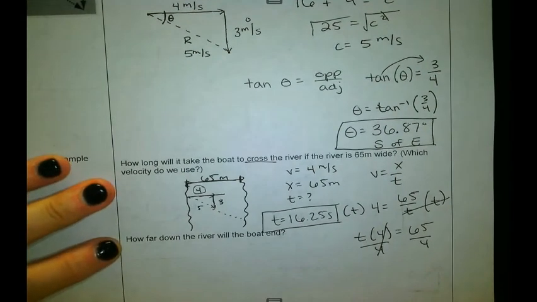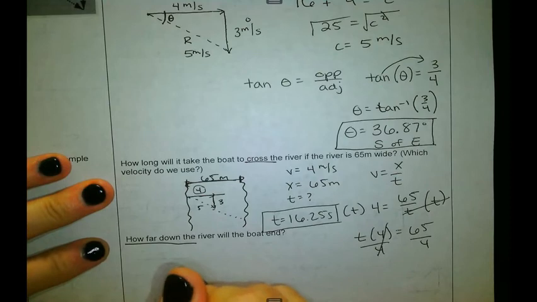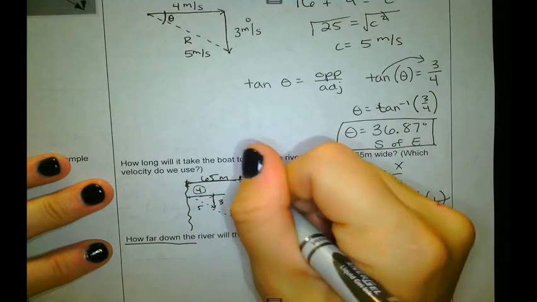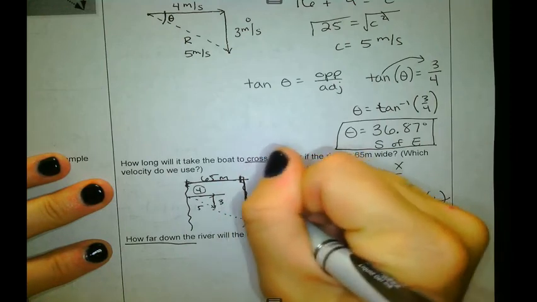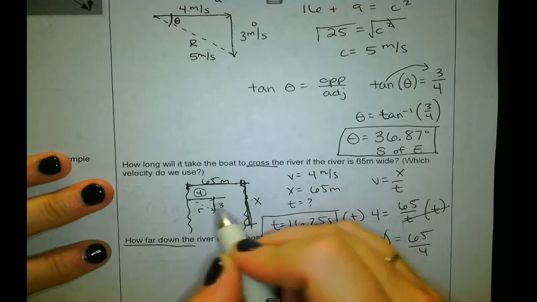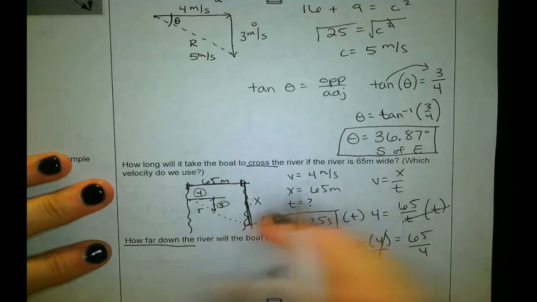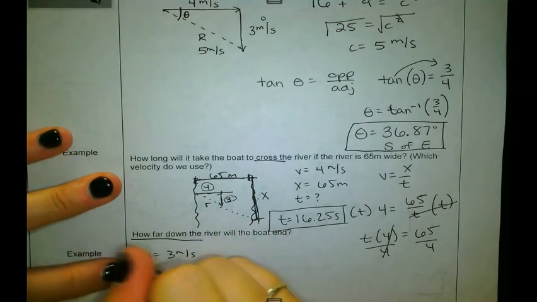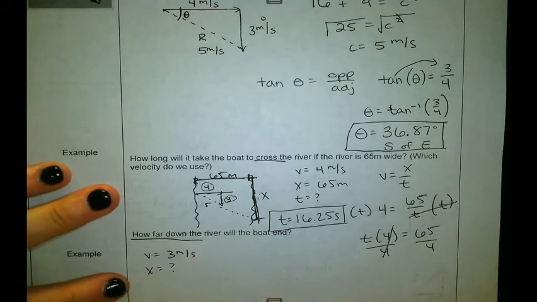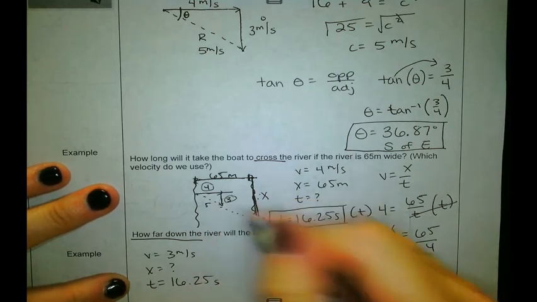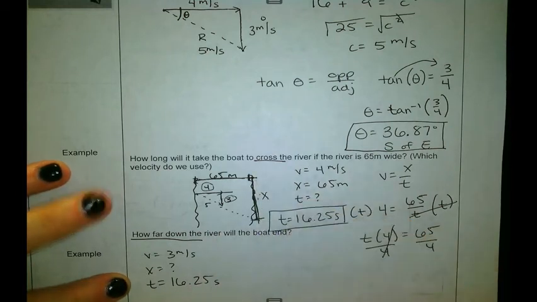Okay, how far down the river will the boat end? So same idea. We're talking about this distance from here to here. Notice my displacement is straight up and straight down. Which velocity matches that displacement? That's going to be 3. So we're going to use the velocity of 3 meters per second. I'm solving for displacement, and I know it took me 16.25 seconds to reach the other side. So if I reach the other side, then that's as far as I'm going to go.